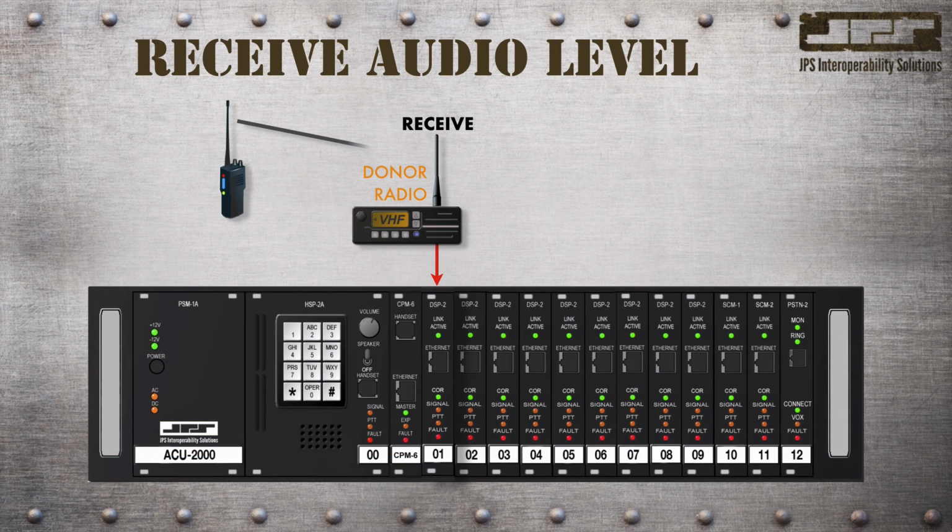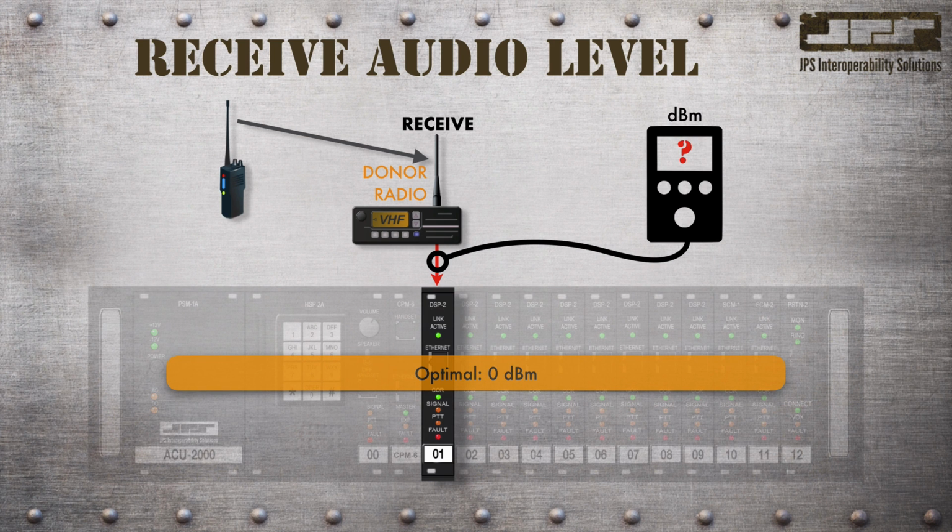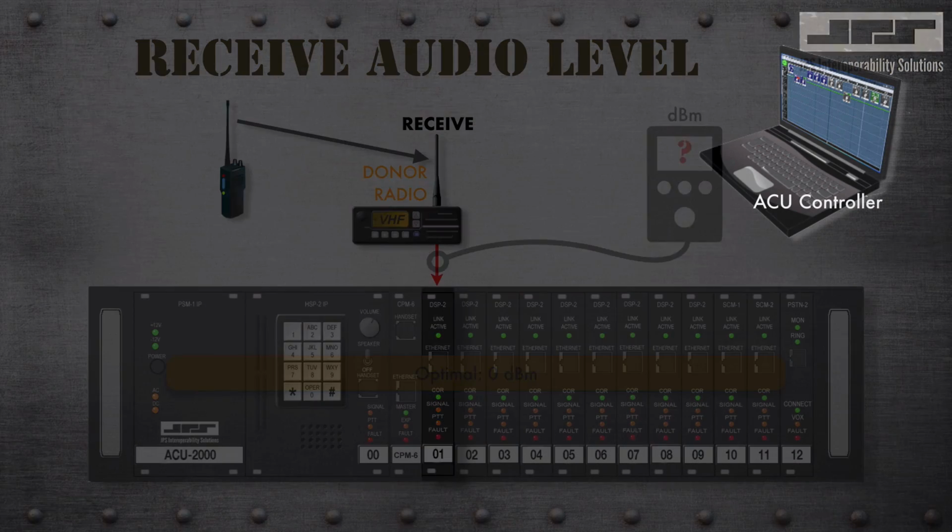If we understand that the ACU is optimized to operate at 0 dBm, it makes sense to make certain that the donor radio delivers 0 dBm to the ACU through the DSP module or radio resource interface. But because of the different performance attributes of land mobile radios, we can assume that the receive audio derived from the different donor radios will probably not be at 0 dBm. Launch the controller application.